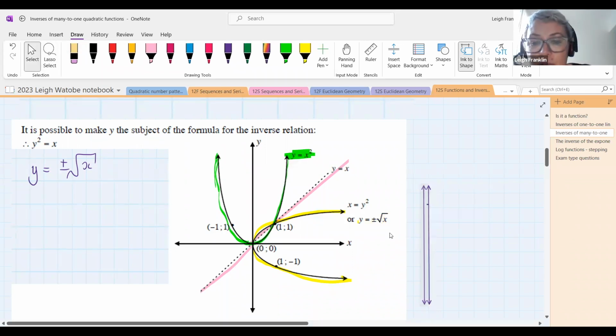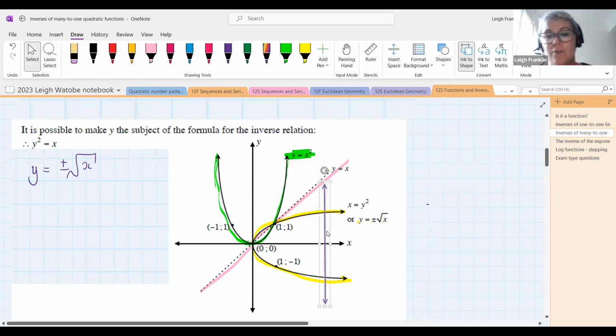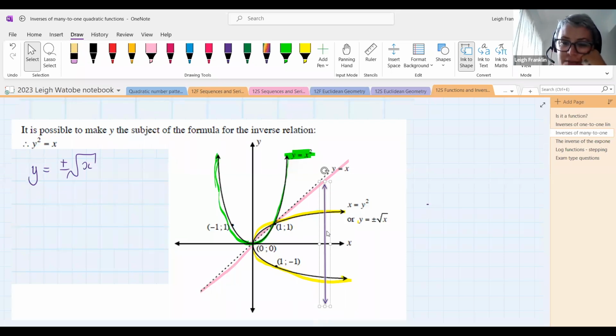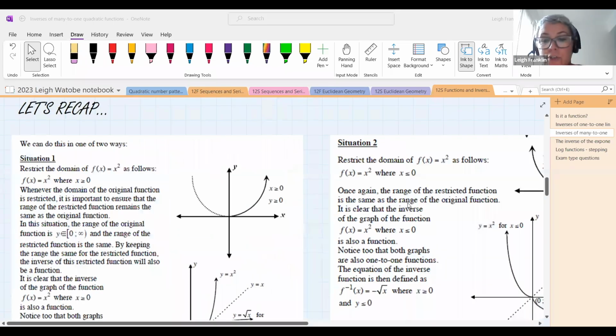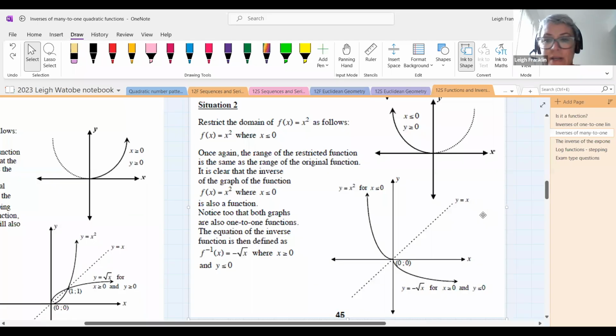Let's grab this. Okay, so if we hold the purple line over here, can you see it cuts the yellow graph in two places? So in other words, the yellow graph is failing the vertical line test. So the inverse of our graph y equals x squared is just a relation. It is not a function. Right, so what we're going to talk about this evening is how we are going to make that yellow graph a function. All right. Okay, so there are two ways in which this can happen.